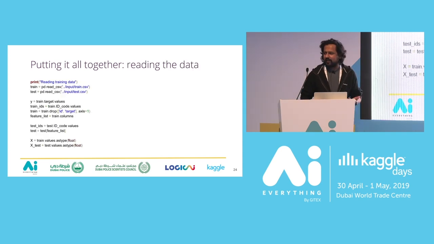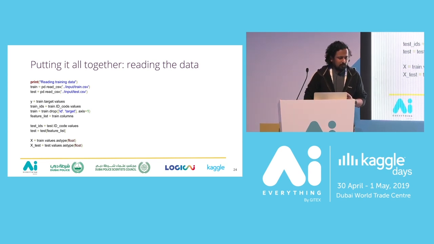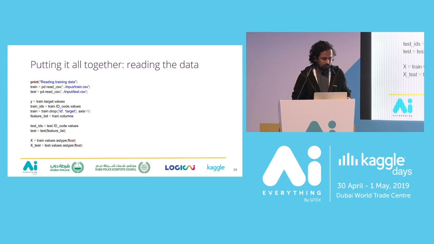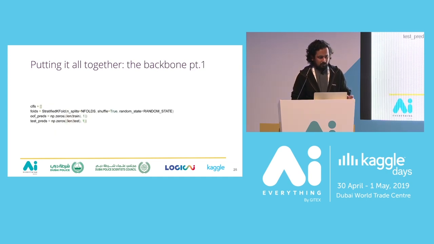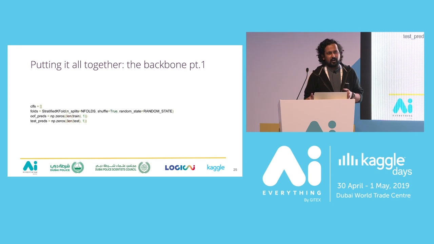Then we read the training and test data, and we obviously drop ID and target columns. I always keep a feature list, because if I'm doing some kind of processing on training data here, I have the same order of features for train and test. So here is the feature list that I can use for test data, so I don't mix up the columns. Then converting everything to float, and putting it in stratified K-fold cross-validation. Here the list CLFs is the list of classifiers I have in every fold. These are out-of-fold predictions, and then I have test predictions. I have out-of-fold predictions because, not in the real world, but in Kaggle competitions, you might want to use them for ensembling later on.